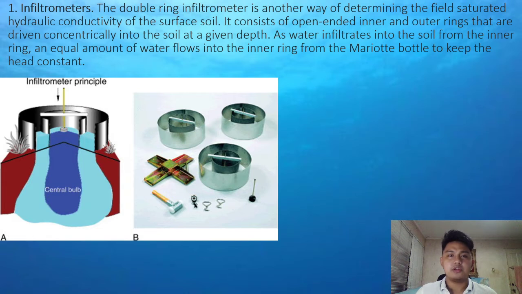A double ring infiltrometer is a way of determining the field saturated hydraulic conductivity of the surface soil. It consists of open-ended inner and outer rings that are driven concentrically into the soil at a given depth. As water infiltrates into the soil from the inner ring, an equal amount of water flows into the inner ring from the Marriott bottle to keep the head constant.